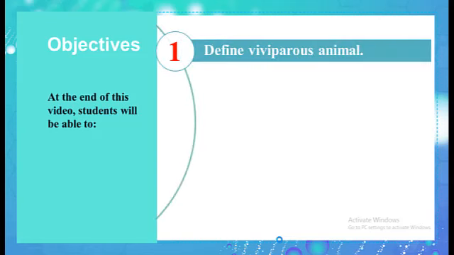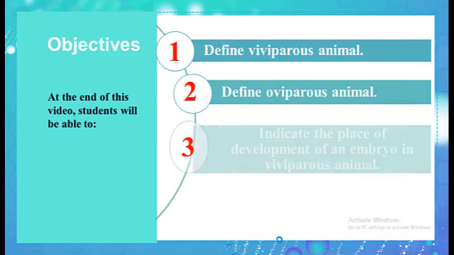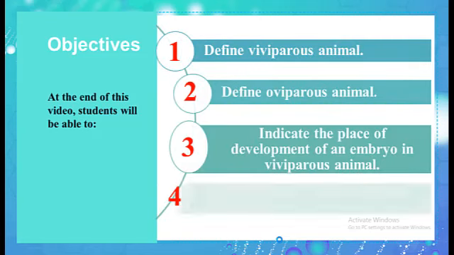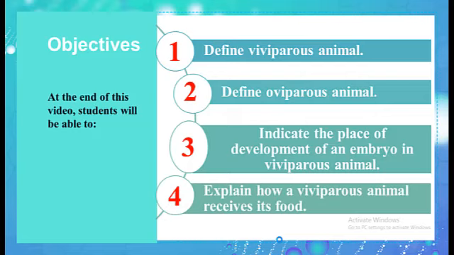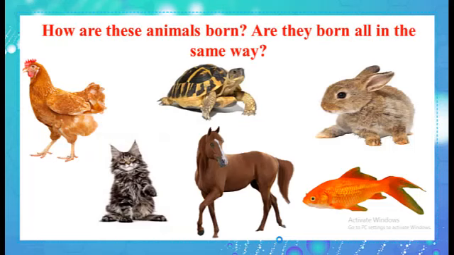At the end of this video, you will be able to define viviparous animal, define oviparous animal, indicate the place of development of an embryo in viviparous animal, and explain how a viviparous animal receives its food.